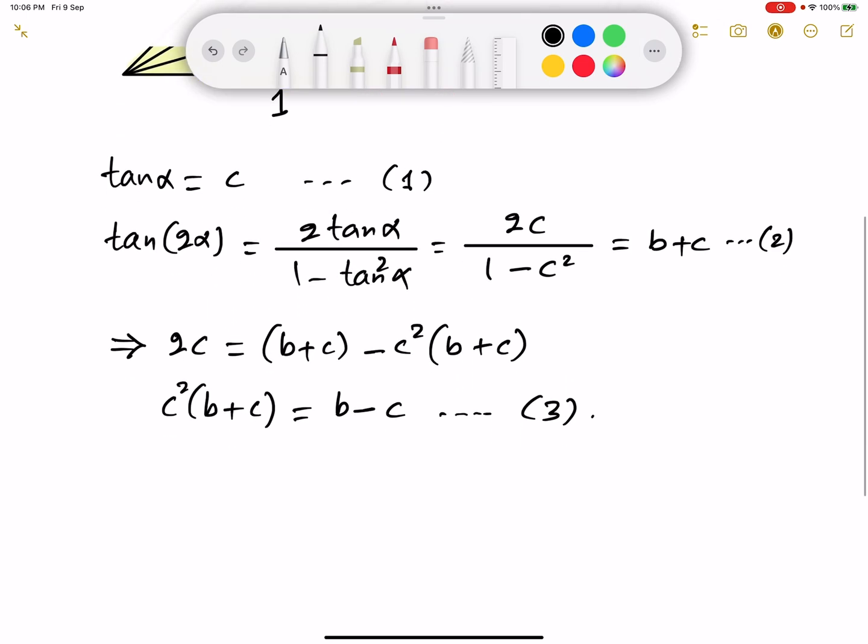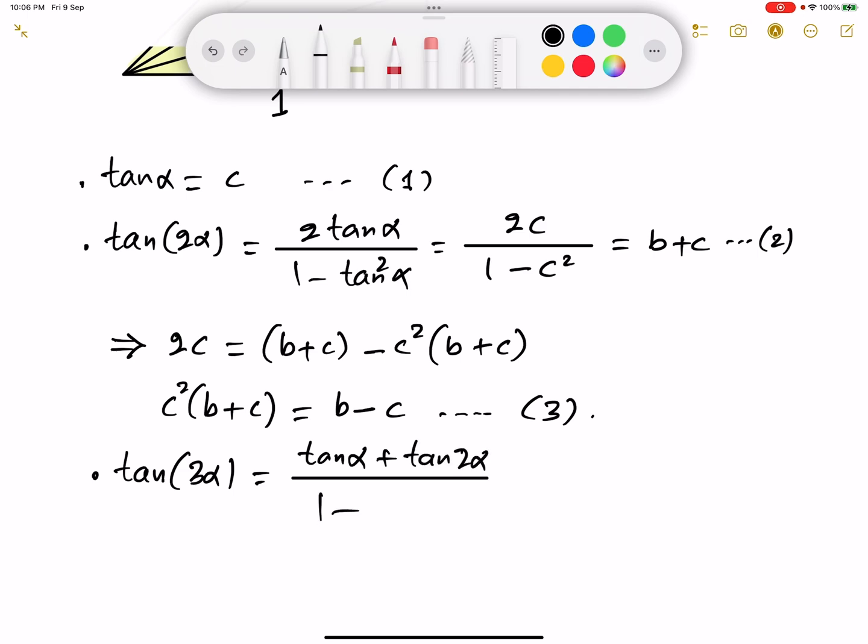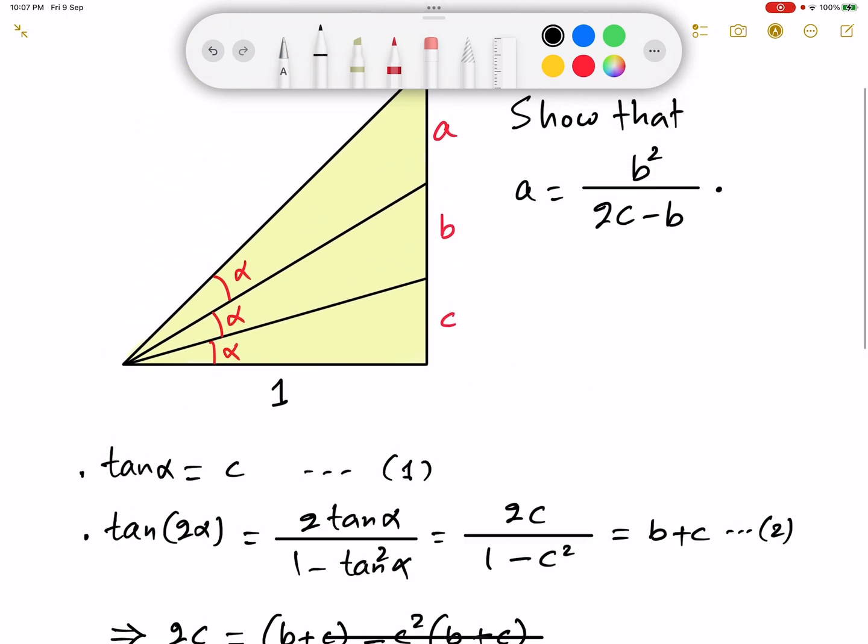Okay, that's the first step. The next step is to find the tangent of 3 alpha, which is equal to tangent of alpha, which is C, plus tangent of twice alpha, divided by 1 minus tangent of alpha multiplied by tangent of twice alpha. This is C plus B plus C, divided by 1 minus C multiplied by B plus C. And of course, this is going to be equal to A plus B plus C, which is the opposite side, divided by the adjacent, which is 1.